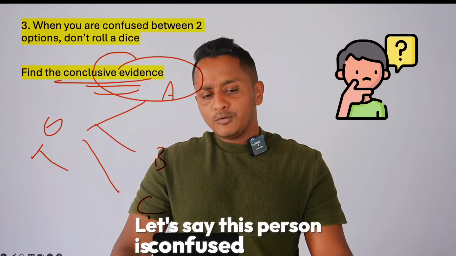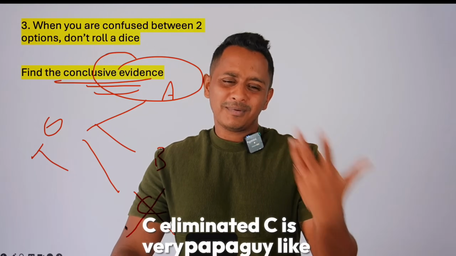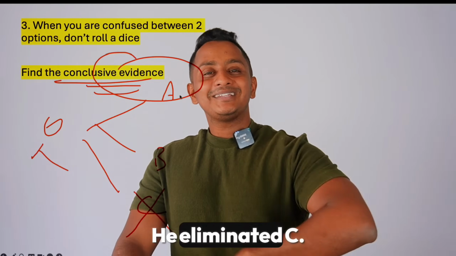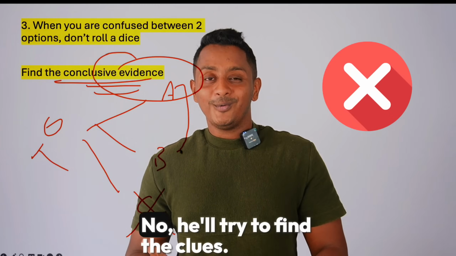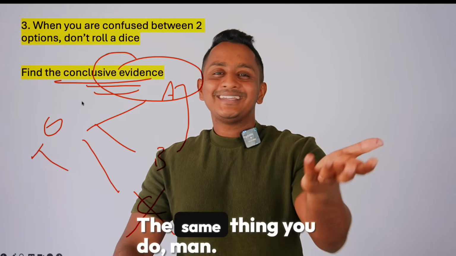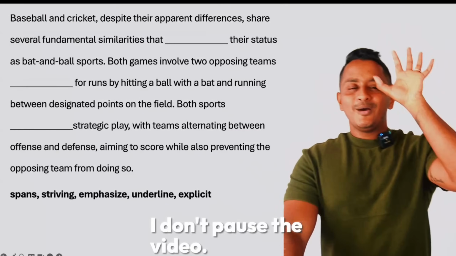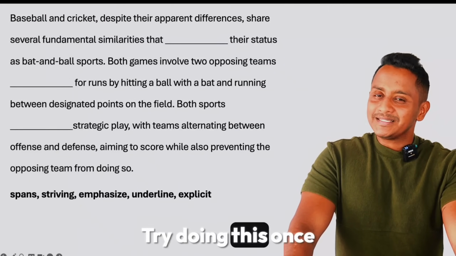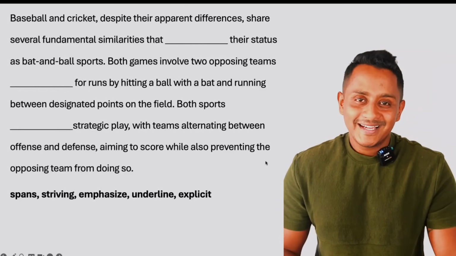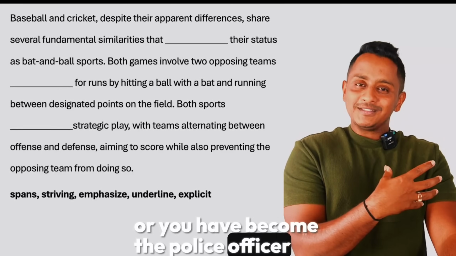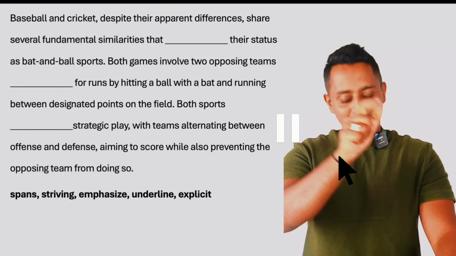Let's say this person is confused. C eliminated. C is a very nice guy like me. Let's say he eliminated C. Now A or B, A or B. Will he roll a dice and select? No. He'll try to find the clues. The same thing you do, man. Simple. Try doing it. Pause the video. Try doing this. Once done, resume the video to understand if you have rolled the dice or you have become the police officer who got the right criminal. Let's start.